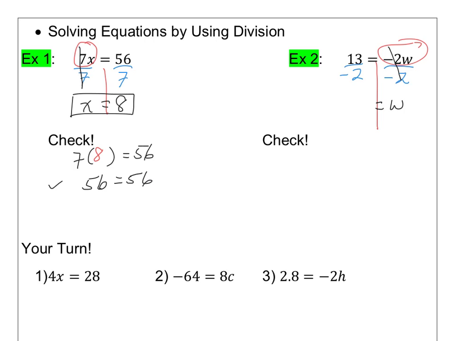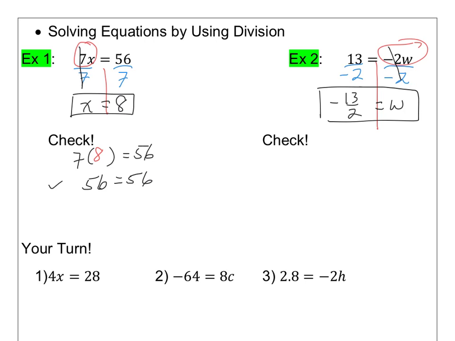On the left side, 2 does not go into 13 evenly, so please do not write negative 6.5. There is no decimal in the original problem, so we don't want the decimal as an answer. You want to take this improper fraction and make sure it's fully reduced. Are there any numbers that both 13 and 2 are divisible by? No. So in that case, you're going to leave it as is, negative 13 over 2.